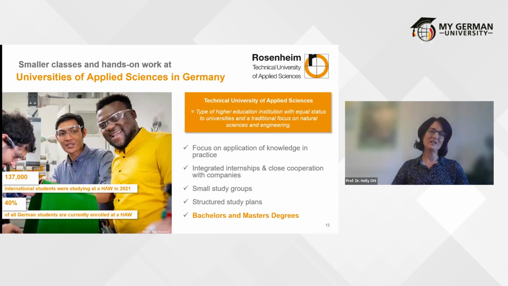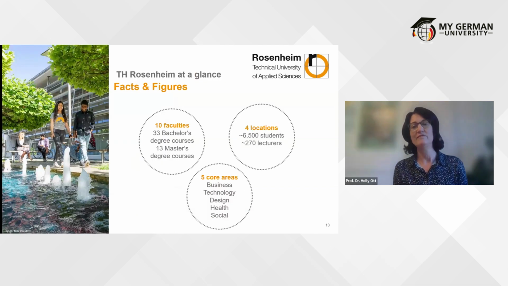Then just in general, just to show you some of these things Nina already talked about, we're a technical university of applied sciences, so that means we're not a big university. We do research, quite a lot of research. This is changing in Germany. We can already grant PhDs. And of course, we have a lot, as I said, a lot of wood research. And we have those smaller classes and a lot of hands-on work. We have 4 locations actually in Bavaria, and 10 different faculties with 33 bachelor's degrees and 13 master's courses.